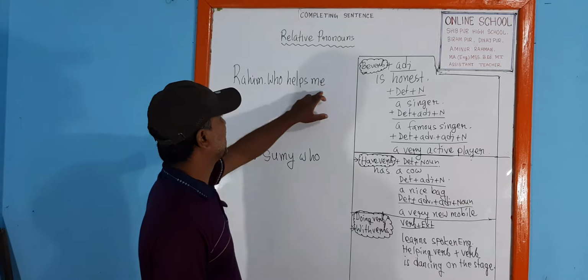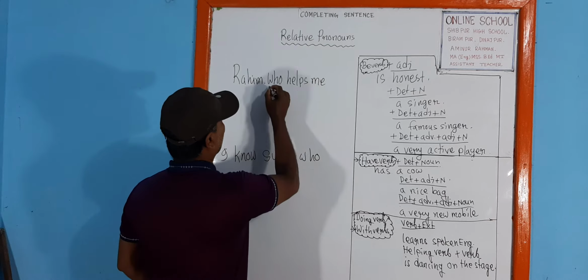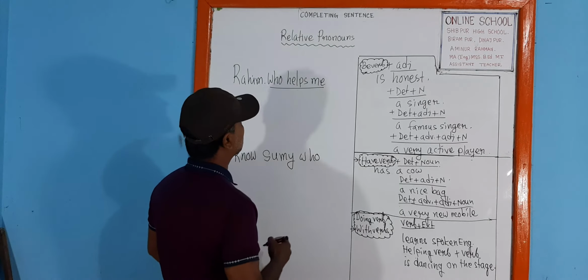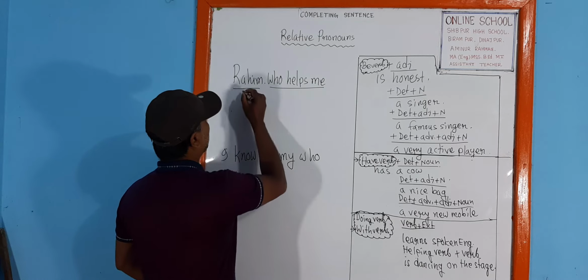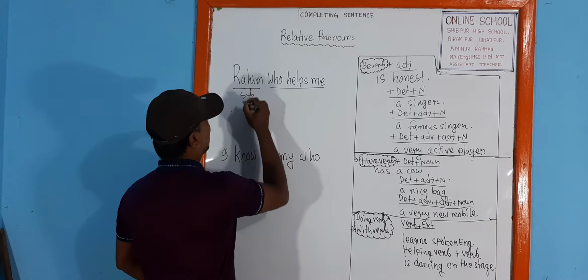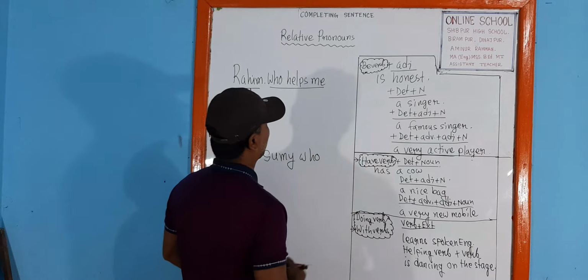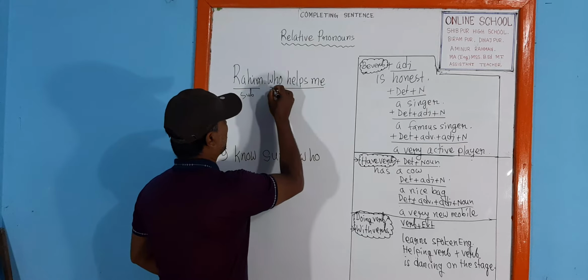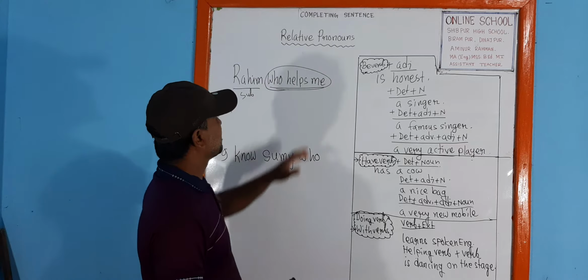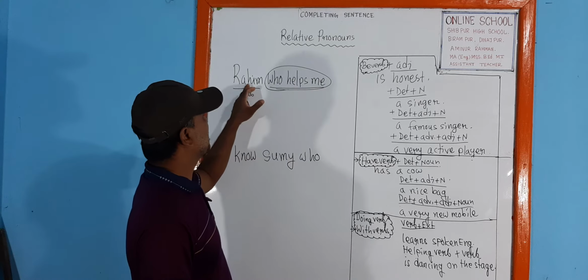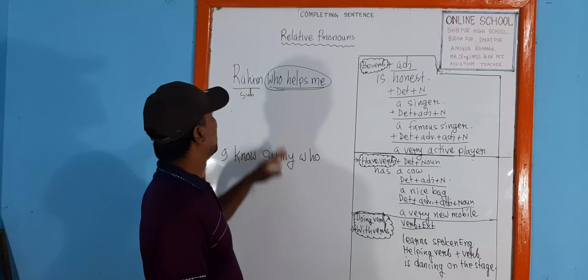Rohim, who helps me. Okay, there should be two sentences. Who helps me is one part, and you have to make another sentence using this subject. Here is the subject, but you have to make a verb and then an extension. So this is the complete sentence. After this, using this subject, you have to make the sentence. Rohim, who helps me.